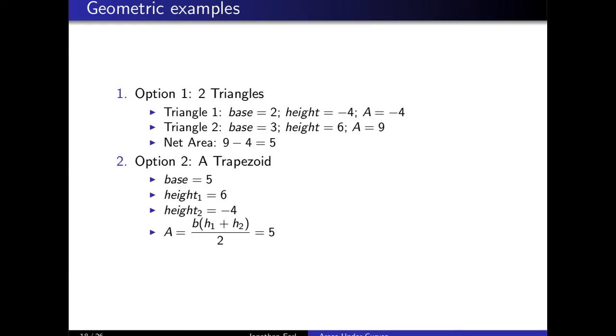The second thing, as I said, we could do is we could say, well, we have a trapezoid. So our base is going to be 5, one of our heights is 6, the other height is minus 4. The area for a trapezoid is given by base times height 1 plus height 2, all divided by 2, and again, that's 5.